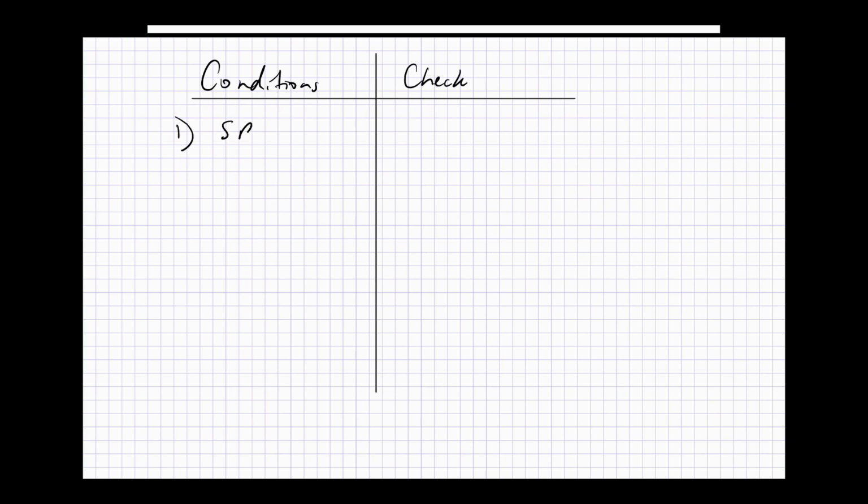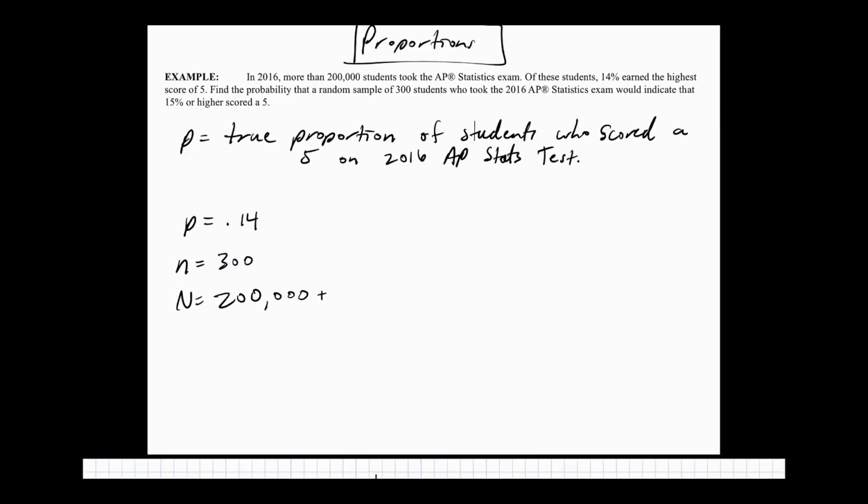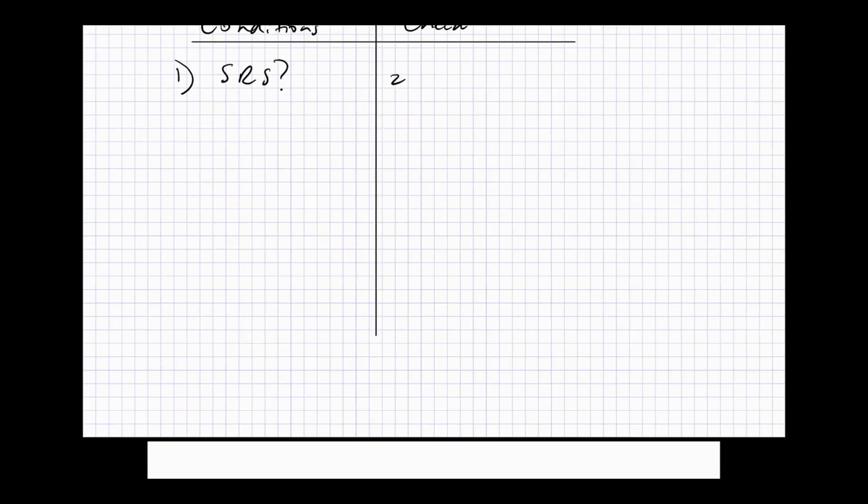So the first one is, is it an SRS? Was our sample taken in a random method? Yeah, it's stated, right? It said random sample of 300 students. So stated in the prompt. Stated.